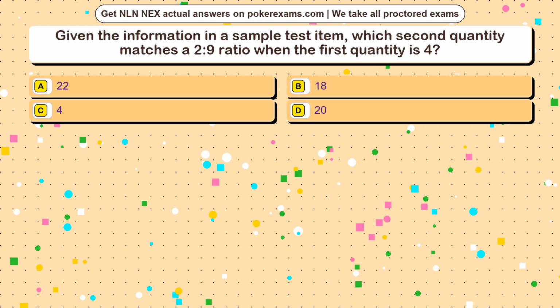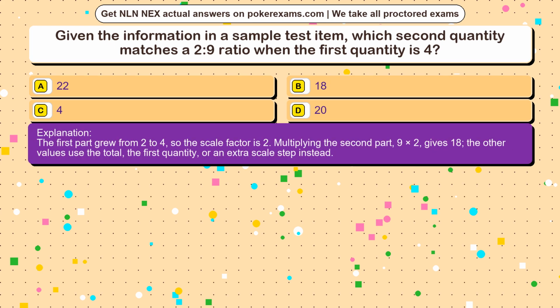The correct answer is option B. The first part grew from 2 to 4, so the scale factor is 2. Multiplying the second part, 9 times 2, gives 18. The other values use the total, the first quantity, or an extra scale step instead.